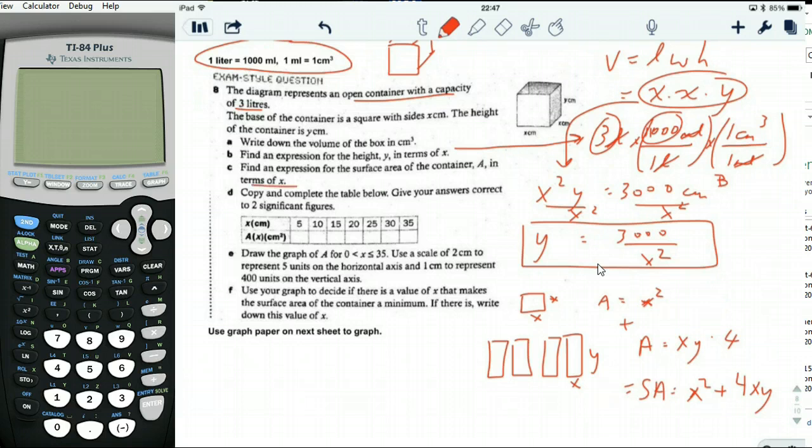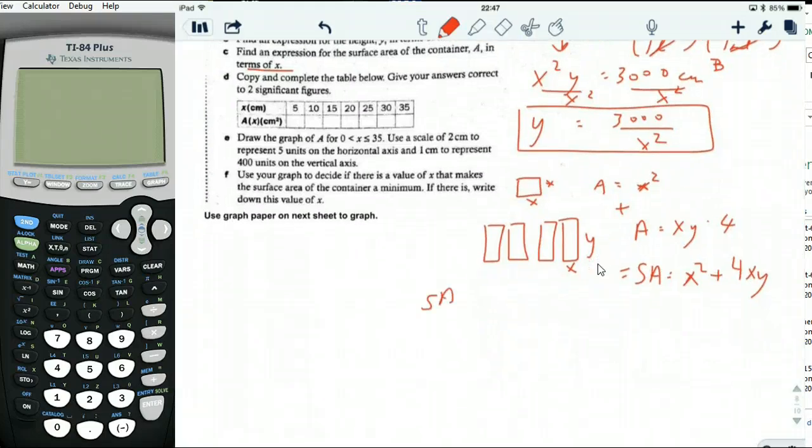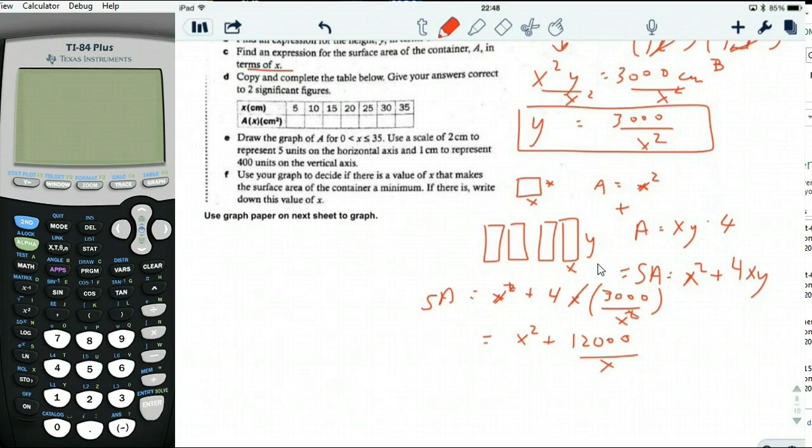And now the only thing we need to do here is, it says we're supposed to find the area in terms of x, and we still have a y there. How do we get rid of that y? Well, we have an expression for y above there, right? So we have 4 times x times the expression for y, which is 3,000 divided by x squared. So now we have x squared plus 4 times 3,000, which is 12,000, divided by x, because we have x squared on the bottom and x on top. Cancel those out. So now we have x squared plus 12,000 divided by x.